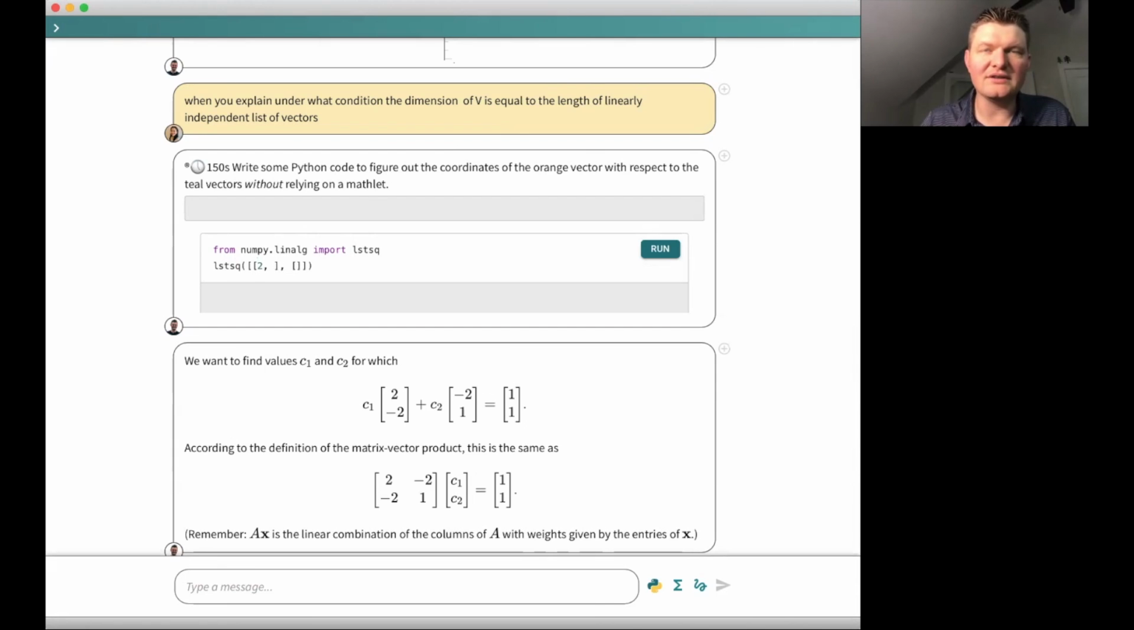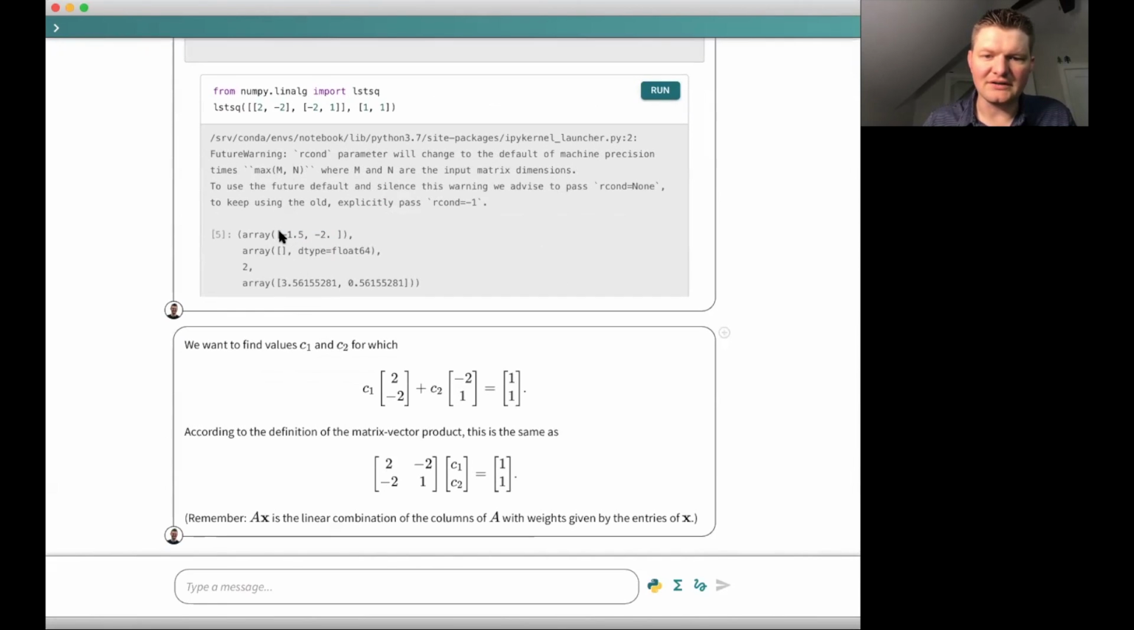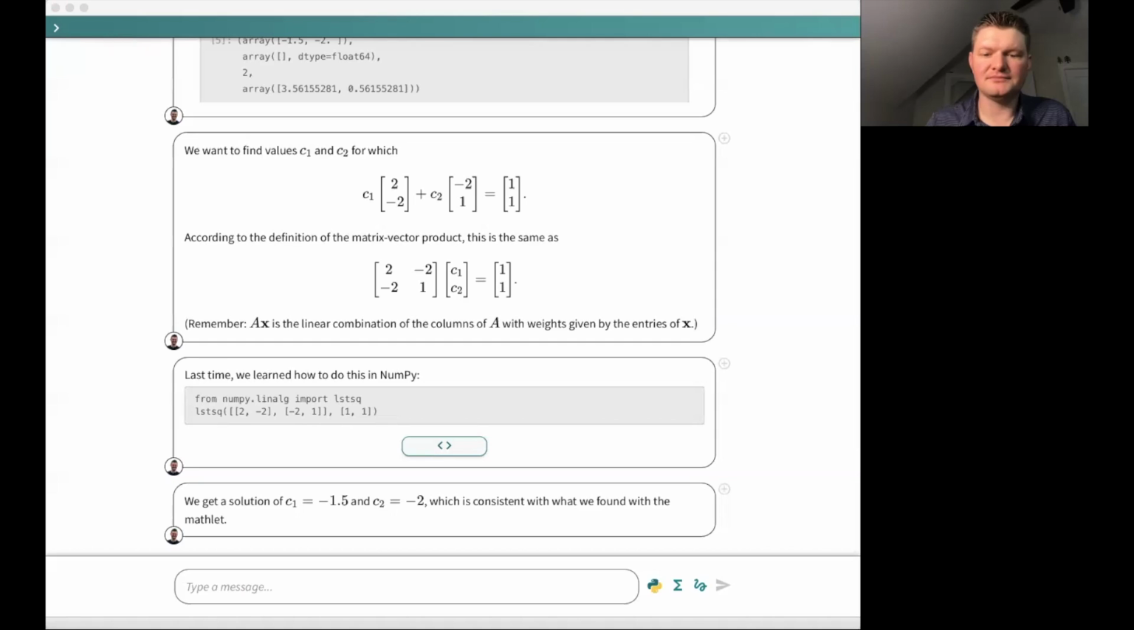But in any case, the way you do it is you write just a list of lists of rows. So -2, 2, -2, -2, 1, that's this matrix. That's the first argument of the least squares function. And the second argument is the B value, the thing that we're trying to make it equal to. And we can just run that. And we get our answer, -1.5, -2. And all that looks good. Right, so we get -1.5, -2, and that's consistent with what we found when we used the mathlet.